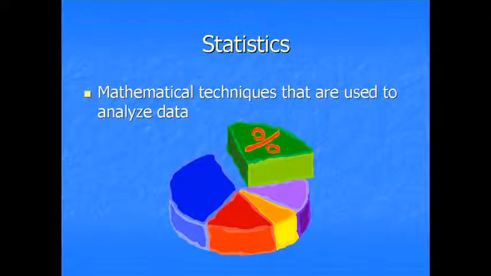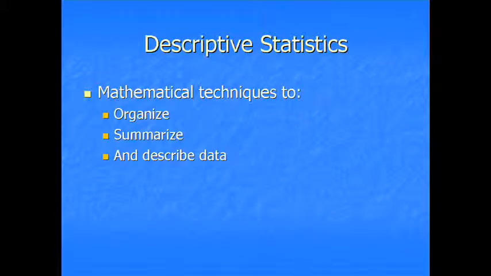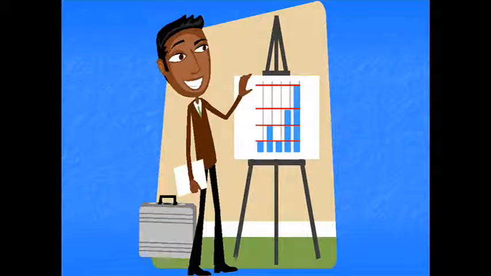Statistics is a term defined as mathematical techniques that are used to analyze data. And descriptive statistics are mathematical techniques used to organize, summarize, and describe data. We often like to visually represent our data with a frequency distribution. This is called a frequency histogram.